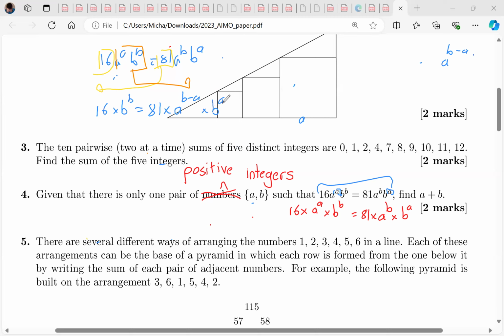Wait, can't you just do it with the other side as well then? Yeah, you can also do it to the other side. So it's 16 times B to the power of B minus A equals 81 times A to the power of B minus A. There you go. Right. See, that's the natural thing to do next. Just did it once.